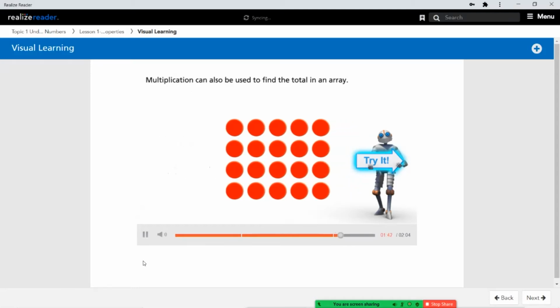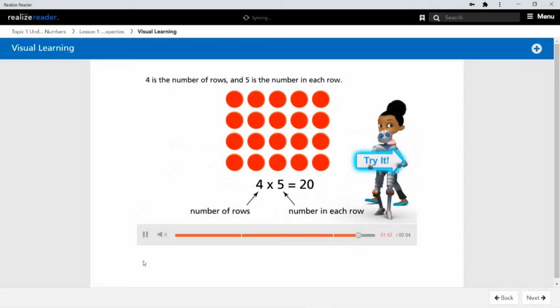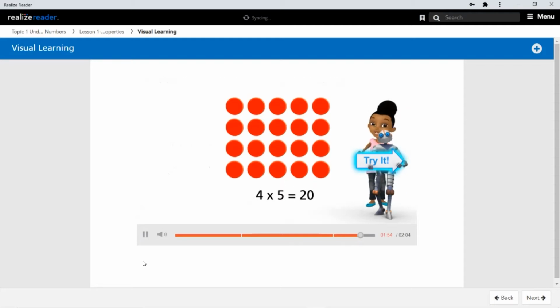Multiplication can also be used to find the total in an array. 4 is the number of rows, and 5 is the number in each row. You say 4 times 5 equals 20. There are 20 medals in Dana's collection.